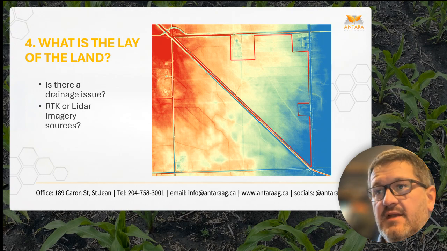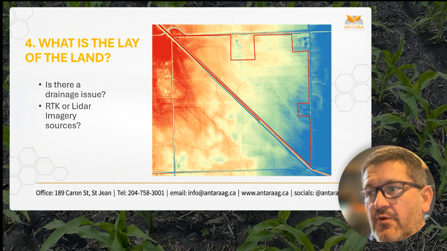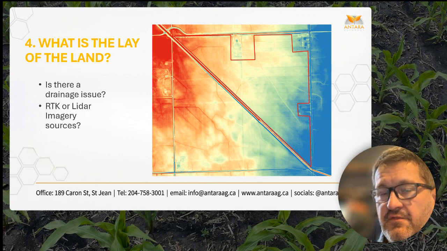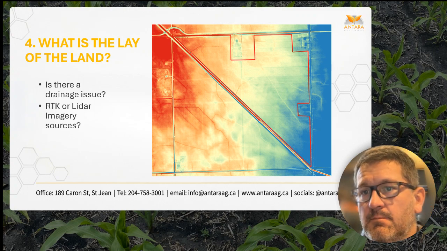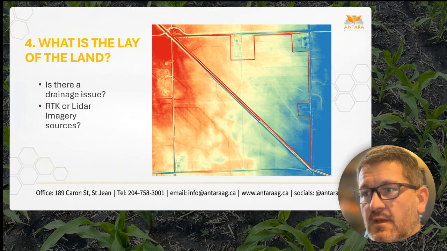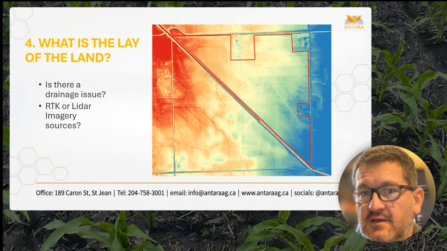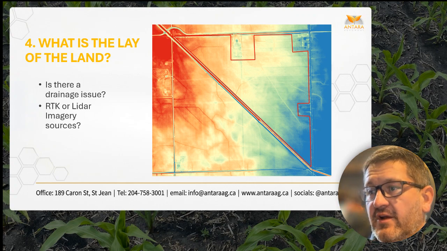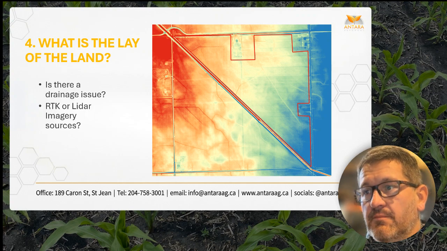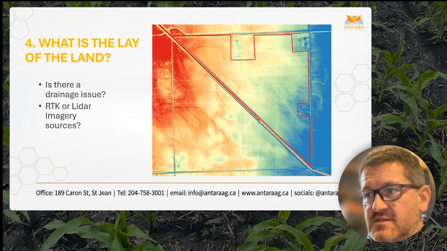Next thing that I like to look at is what is the lay of the land. So are there anything with water? Is there anything with topography that may affect how this field performs? We can do that if the farmer has RTK, but then we can also look at it with LiDAR imagery. So looking at the topography, okay, are there depression areas that often drown out, and is that just generally a poor part of the field, or is there something else going on?